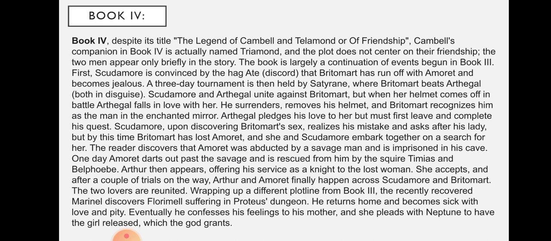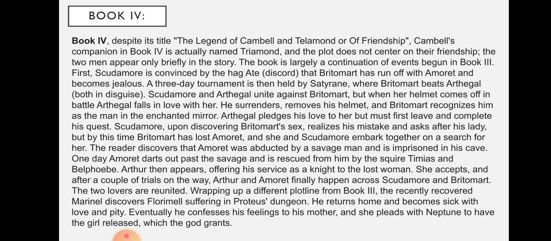Scudamore, upon discovering Britomart's sex, realizes his mistake and asks after his lady, but by this time Britomart has lost Amoret, and she and Scudamore embark together on a search for her. The reader discovers that Amoret was abducted by a savage man and is imprisoned in his cave. One day, Amoret darts out past the savage and is rescued from him by the squire Timias and Belphoebe. Arthur then appears, offers his service as a knight to the lost lady. She accepts, and after a couple of trials on the way, Arthur and Amoret finally happen across Scudamore and Britomart. The two lovers are reunited, wrapping up a different plot line from book second.